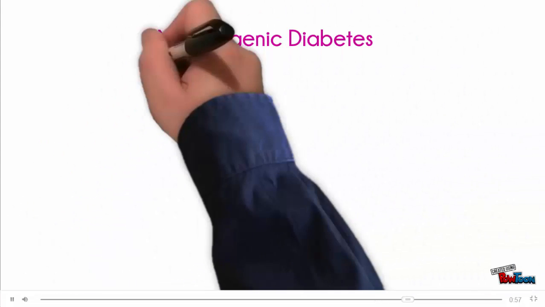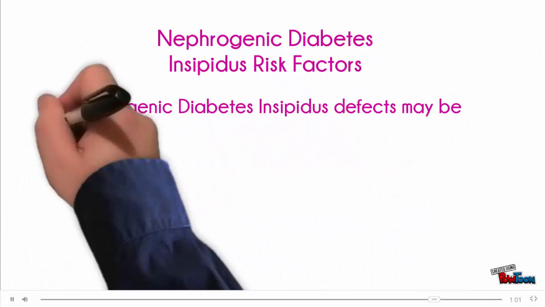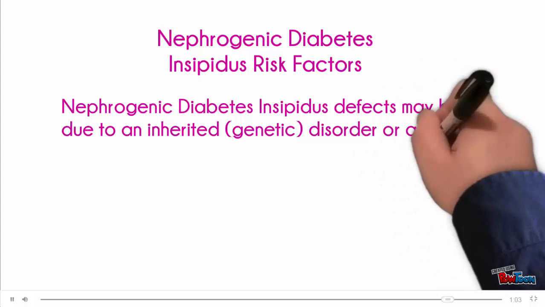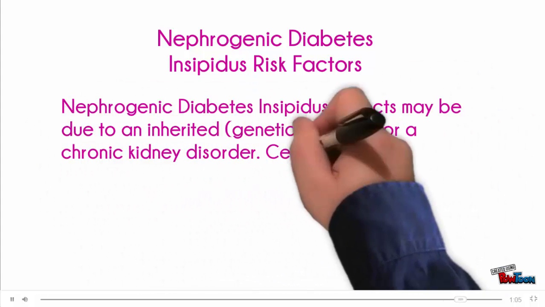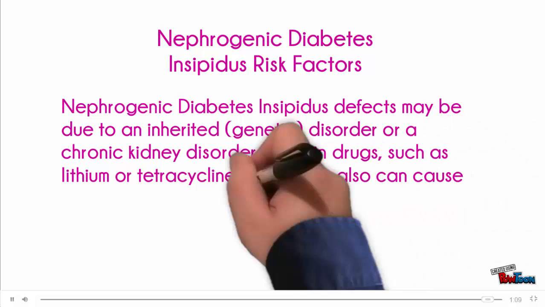Nephrogenic diabetes insipidus risk factors. Nephrogenic diabetes insipidus defects may be due to an inherited disorder or a chronic kidney disorder. Certain drugs such as lithium or tetracycline antibiotics can also cause nephrogenic diabetes insipidus.